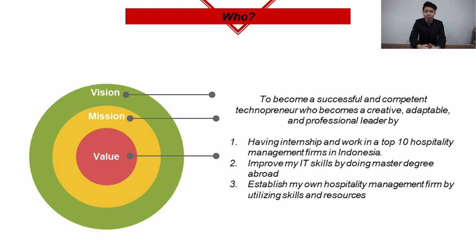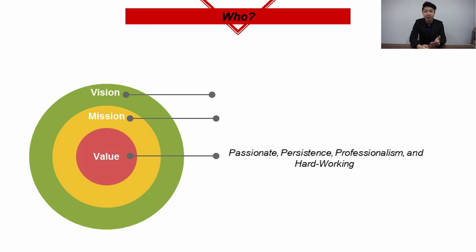And then I will do the three missions. And also, I need the right values to establish my mission into reality. I believe that I am a passionate, persistent, and hardworking person. Passion will lead me to stay focused on achieving my vision, while I also need to be persistent in achieving my goals. Also, I need to be professional and hardworking in order to achieve my goal firmly, because a professional and hardworking attitude is needed to become a successful technopreneur.